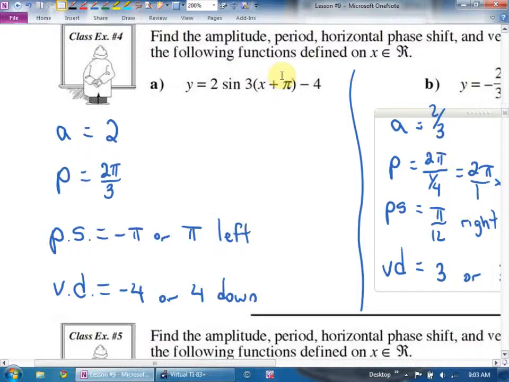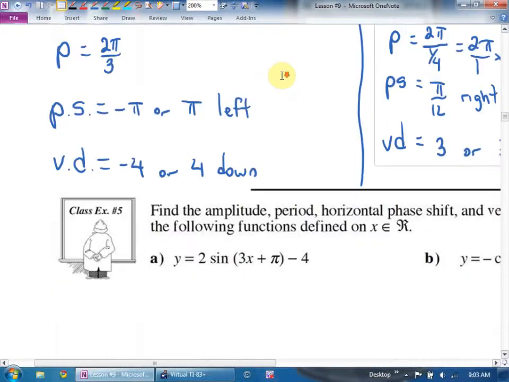What's my amplitude? 2. If I was sketching it, once I moved everything 4 down, I'm not going to go 1 up, 1 down, 1 up, 1 down. What's my amplitude? 2 up, 2 down, 2 up, 2 down. I would keep that in my mind as well. Phase shift, I would move everything 2 pi by 3 to the right. So instead of starting right on the y-axis up high, I'd be starting 2 pi by 3 over. And I'd have to do something with a period. We're going to talk about how you sketch these, but mostly later on in this class, mostly next class.